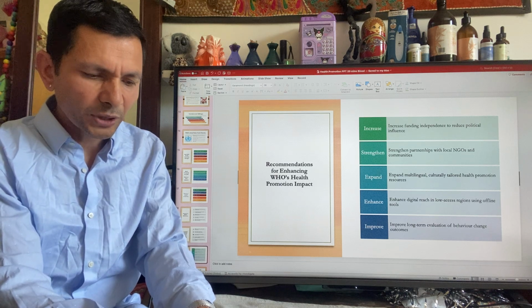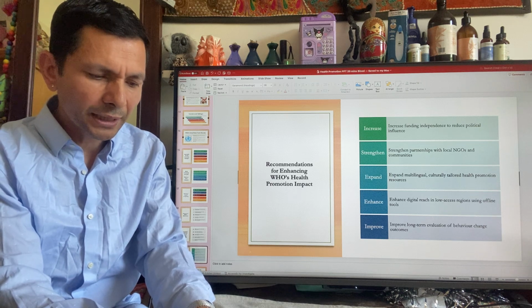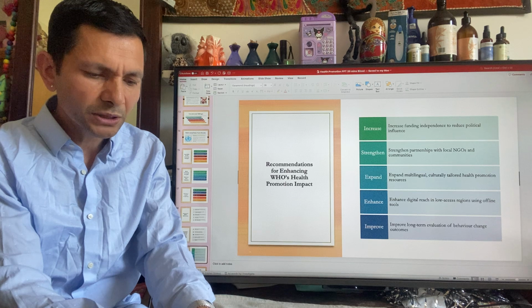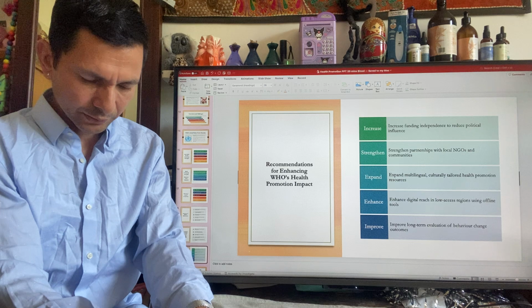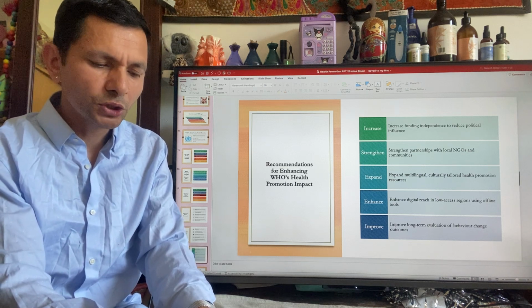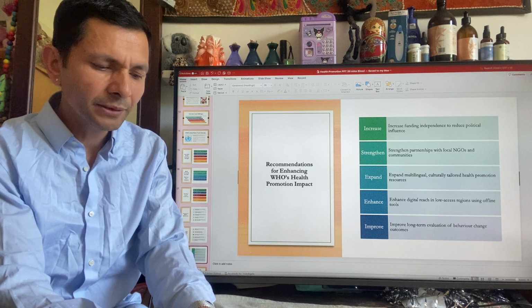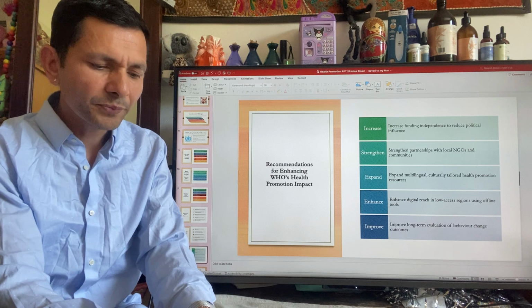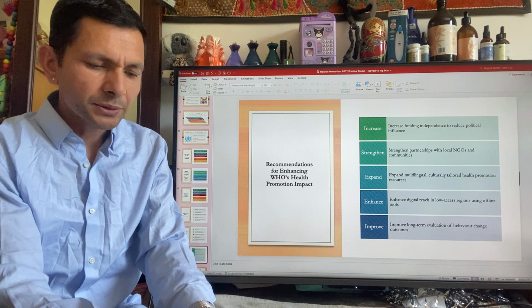Third, multilingual and culturally adapted resources are needed to reach diverse populations. Fourth, WHO must extend its digital outreach to low access areas using hybrid and offline methods. Finally, better tools are needed to evaluate long term behavior change to measure the true effectiveness of global campaigns.